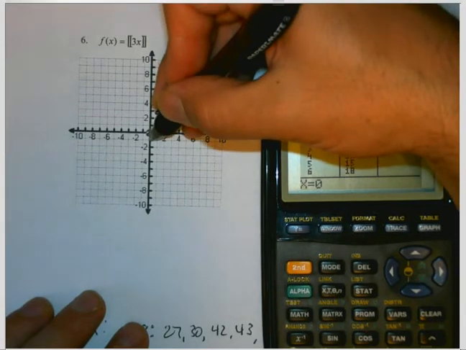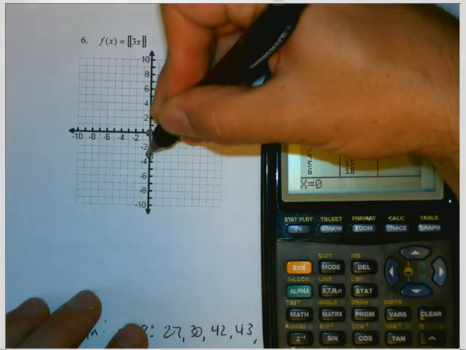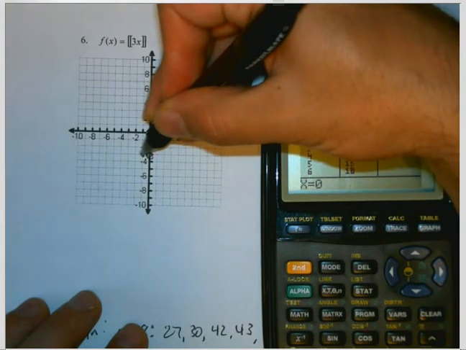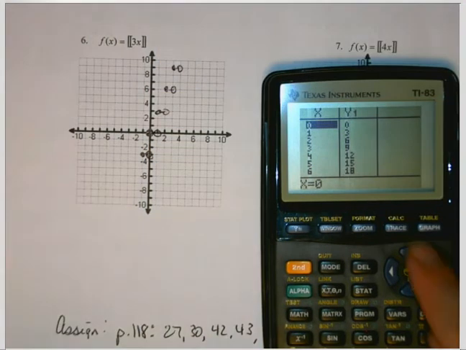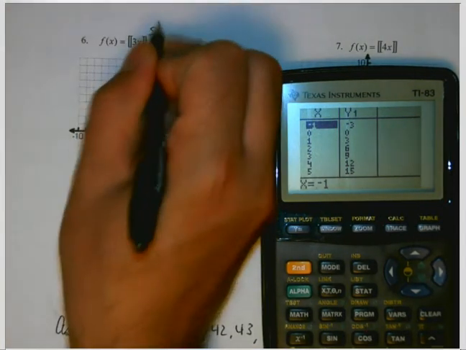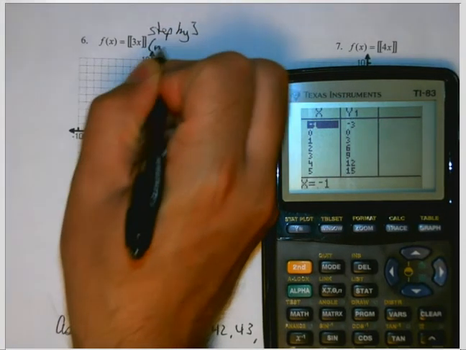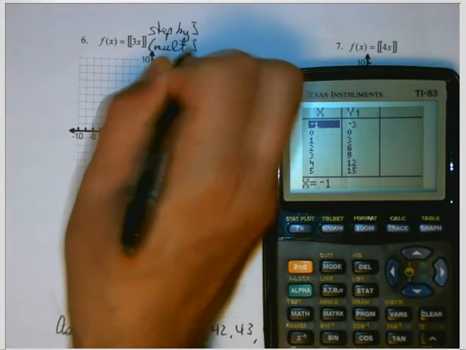I go down. Okay. Open. And it works both directions. Okay. So this is a step by 3. In other words, we're multiplying by 3.